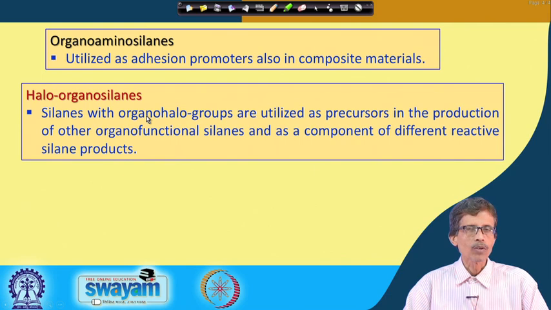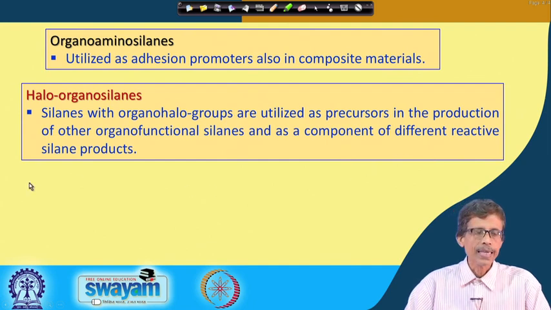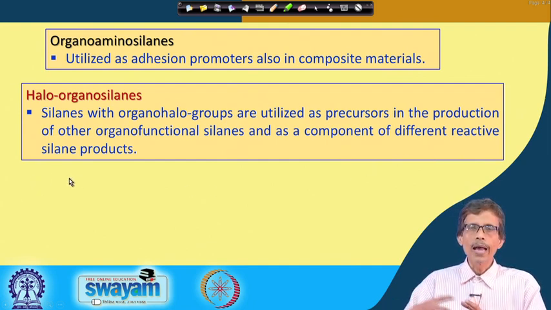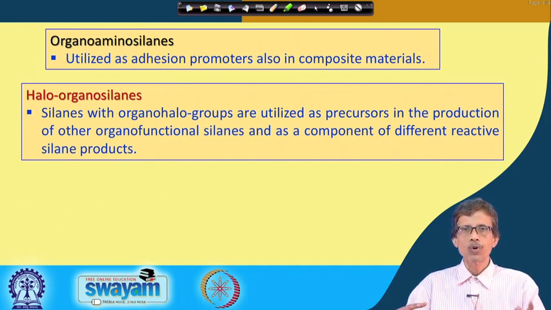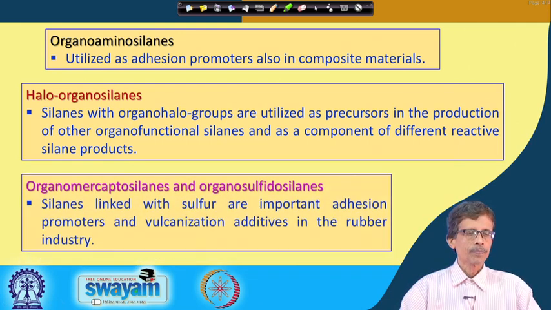Then haloorganosilanes, that means you still have the halide groups attached to it. Silanes with organohalogen groups are utilized as precursors in the production of other organofunctional silanes and as components of different reactive silane products. So, when you have active groups present in it, whether X already present as the alkyl group or Y, you have different reactive silane molecules or silane products, which can further be modified in terms of their ability for polymerization or any other type of reaction.